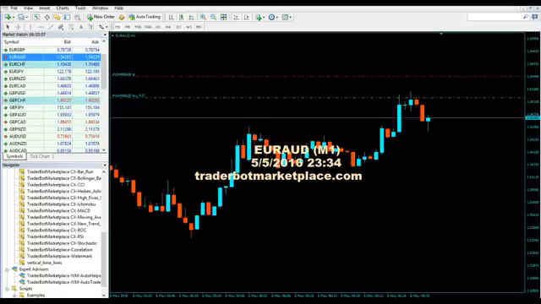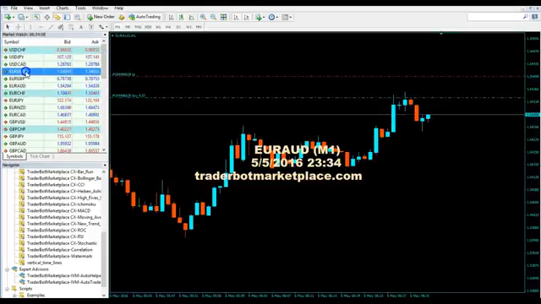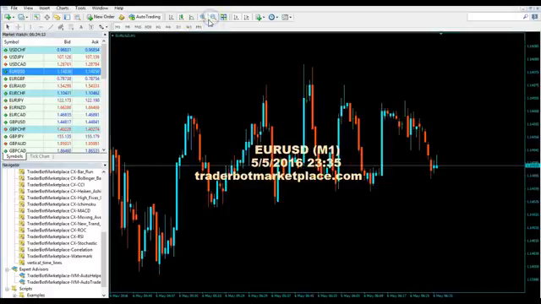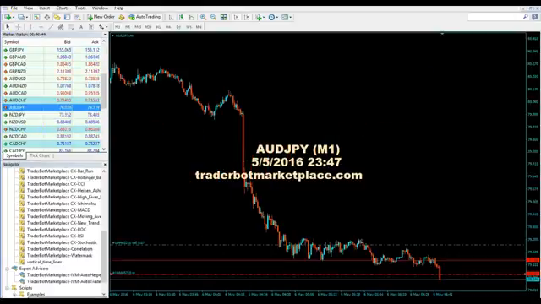Now, none of this would be possible without the IVM. If I didn't have the IVM, I would be looking at the euro dollar all night. Let's see what the euro dollar is doing. Nothing. Nothing. There goes the Australian dollar, Japanese yen, getting ready to take profit.